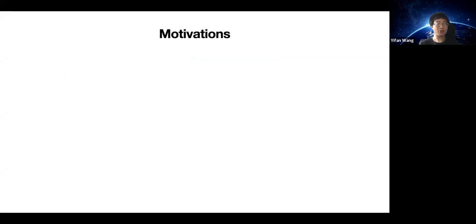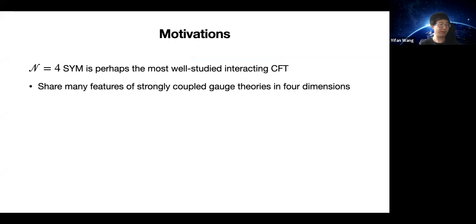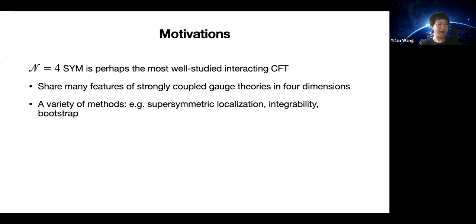N=4 super Yang-Mills is perhaps the most well-studied interacting conformal field theory in recent years. This is the case for the following reasons. It shares many features of strongly coupled gauge theories in 4 dimensions. It has a variety of methods available to probe its dynamics, such as supersymmetric localization, integrability methods, as well as the conformal bootstrap. It also bears a close connection to quantum gravity on AdS5 times S5, thanks to the AdS/CFT correspondence.